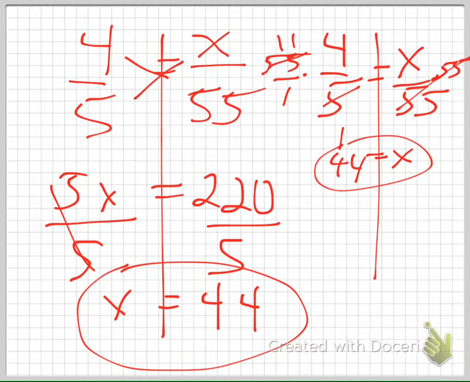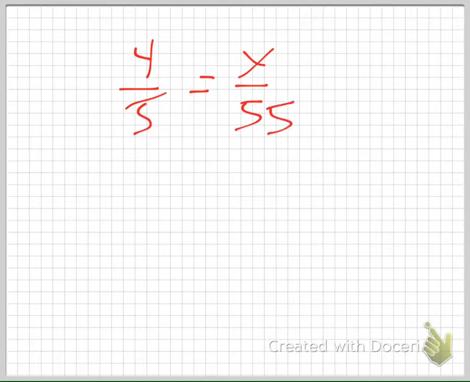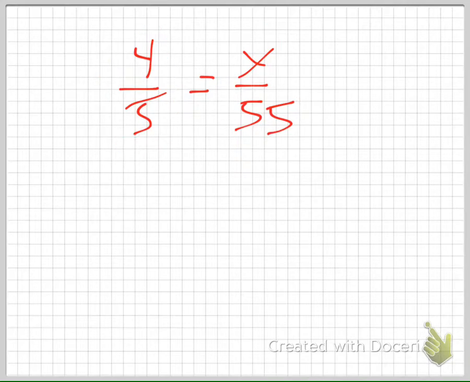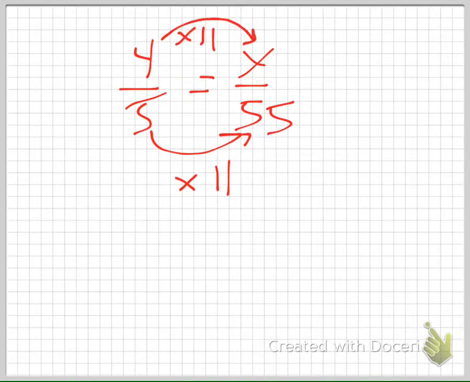So same thing. Something else you can do with this: 4/5 equals x over 55. Look what else I can do. I can look and go, okay, this equals this. Do we agree to that? Okay, so how did the 5 become 55? So then, this is going to be times 11. What's 4 times 11? Right? There's lots of ways to do this.